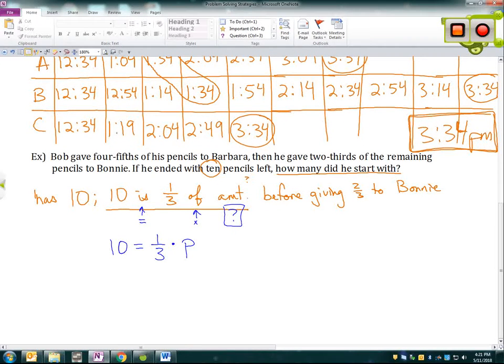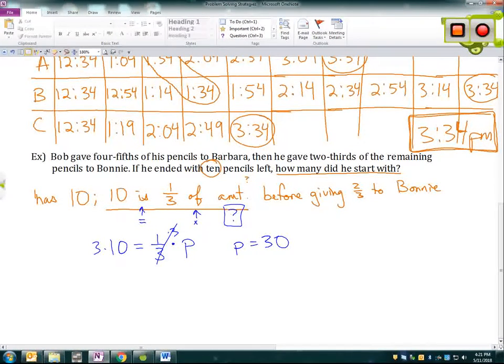To solve this, I'm going to multiply both sides of the equation by 3. That cancels this out and gives me a 30 over here. So I get that P equals 30. So 30 is not my final answer. It's the number of pencils that Bob had after his gift to Barbara, but before his gift to Bonnie.